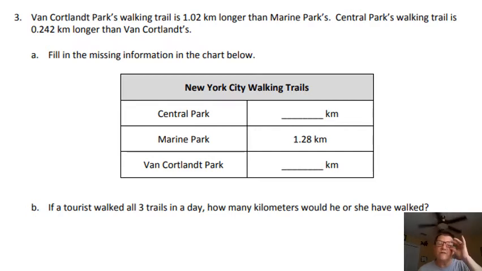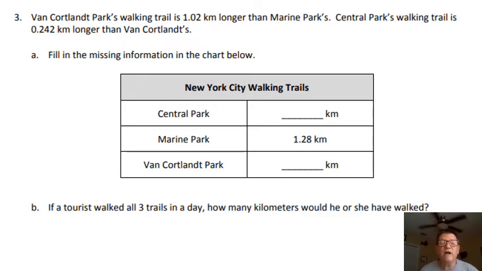Okay, so the first thing I'm going to do is I'm going to read. And I'm reading it the first time just to get the gist. I'm not trying to identify important information, I'm just reading for gist. Van Cortlandt Park's walking trail is 1 2/10 kilometers longer than Marine Park's. Central Park's walking trail is 2.42 kilometers longer than Van Cortlandt's. Fill in the missing information chart below. And I can see Central Park, I don't have information. Marine Park, I actually have 1.28 kilometers, so I have some information there. That's obviously a place to start. In Van Cortlandt Park, we don't know, and I got to solve for that one.